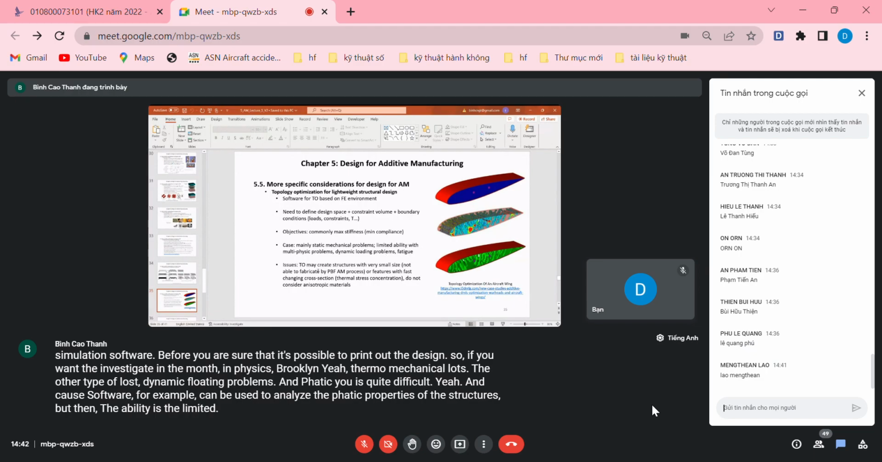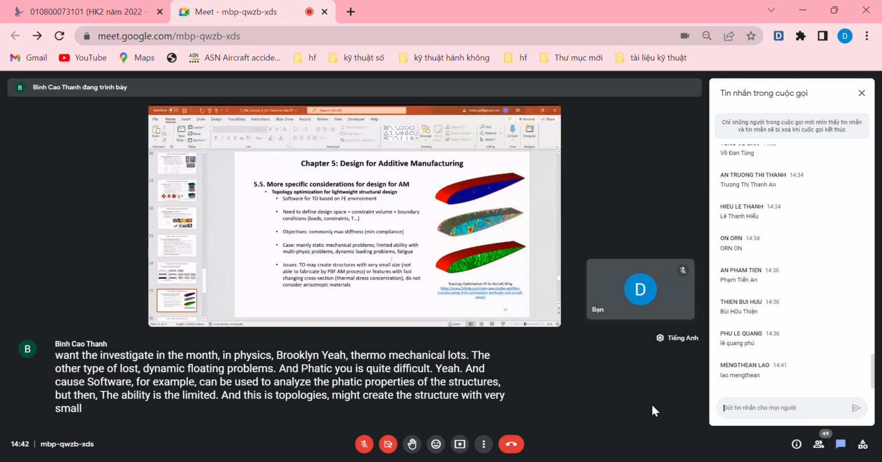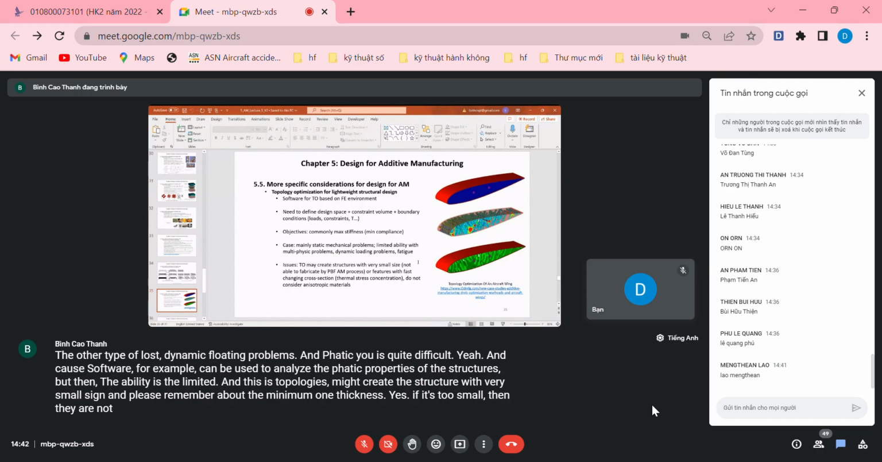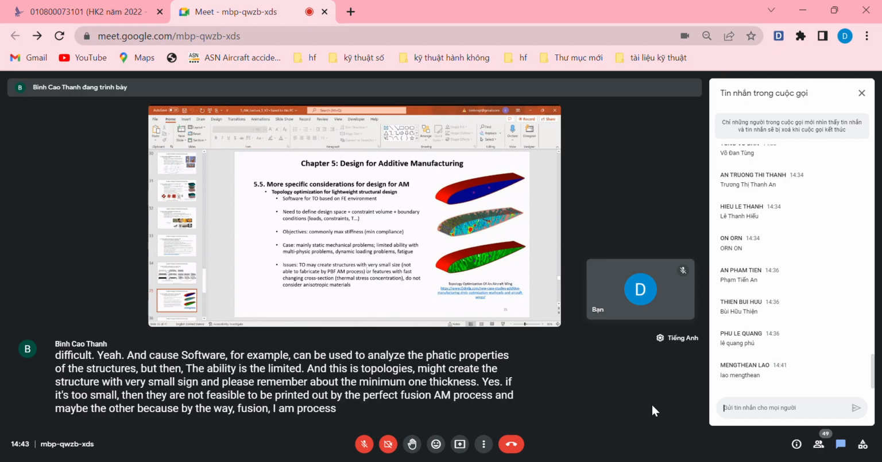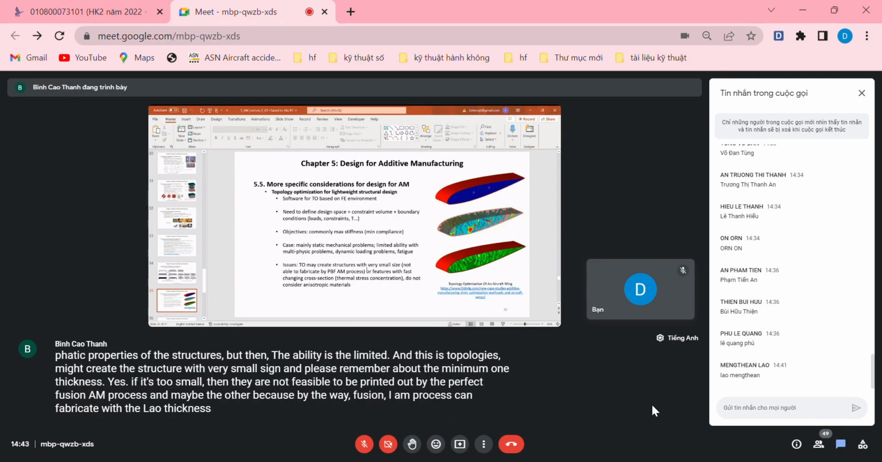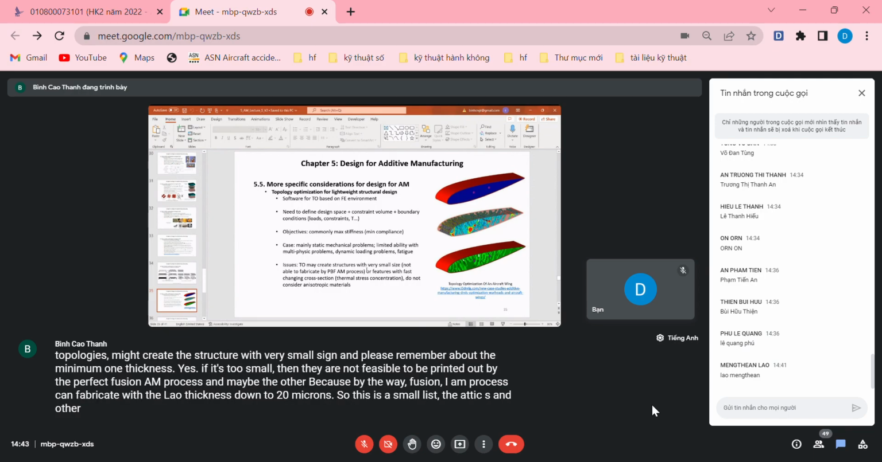And the issue is topology optimization may create a structure with very small size. And please remember about the minimum wall thickness. If it's too small, then it is not feasible to be printed by the Laser Powder Bed Fusion AM process. This process can fabricate with a layer thickness down to 20 microns, which is a small layer thickness, and other processes have thicker layer thickness. But it is the smallest layer.